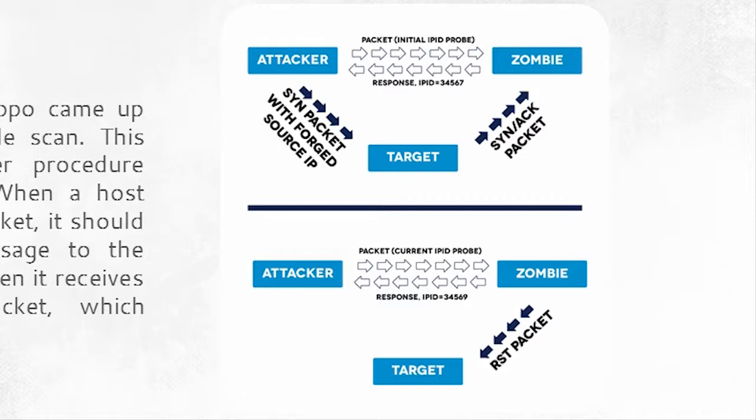Then we probe for an IP ID again, and we compare it to the number we got before. If the number has increased by 1, it means that the zombie has sent the RST packet. We learned that the port on the target machine was open without directly connecting to it. In a moment, we will try to make a demonstration.